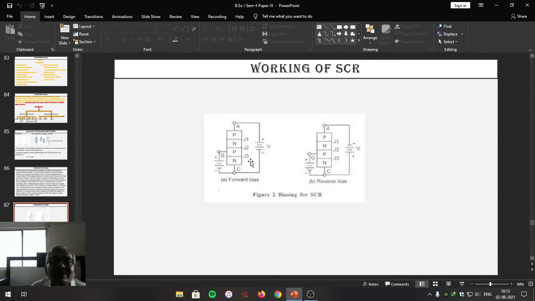Friends, the current that suddenly rises when voltage becomes equal to the breakover voltage is called the latching current. Once the SCR is turned on, current increases, and that increased current is the latching current. And the minimum anode current below which SCR is cut off is called the holding current. So this is how SCR works.